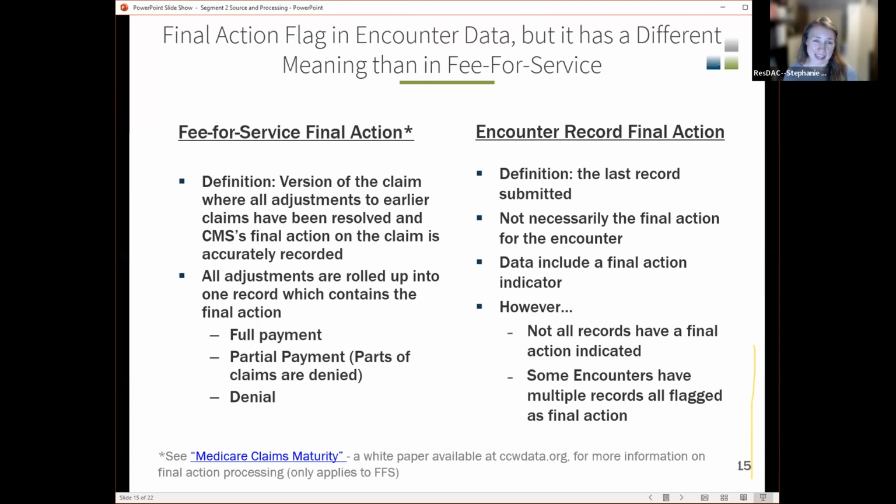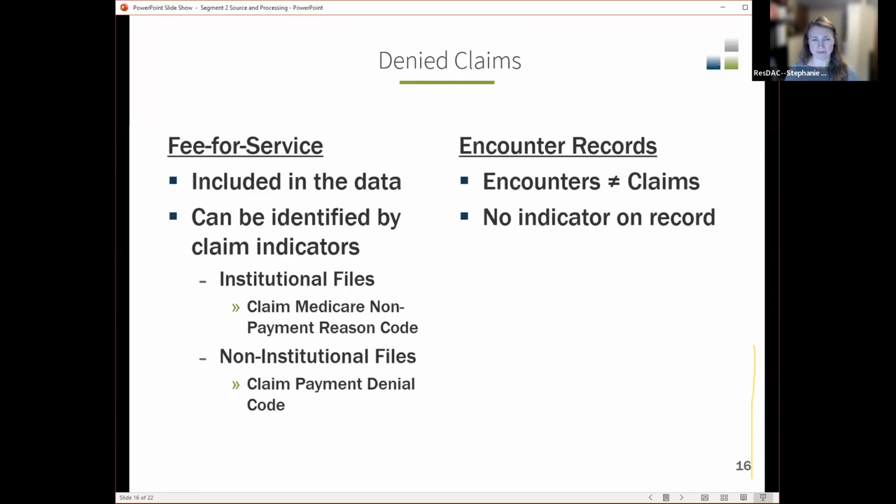With the encounter data, there is an indicator for final action, but that doesn't necessarily mean that is the only claim associated with that service. So it's possible that there was a final action claim that was denied and they submitted a second one for the same service that was paid. We would see probably both of those claims. There isn't an indicator for denials. So the bottom line is that you might see multiple records for the same service. You can identify this by the diagnosis and procedure codes, the dates associated, the provider.